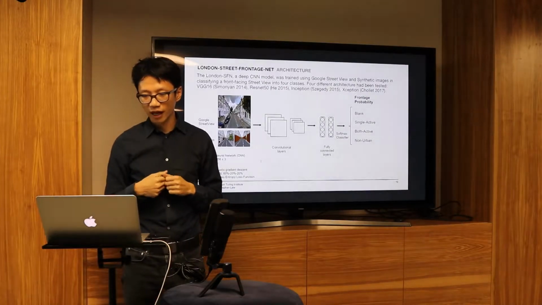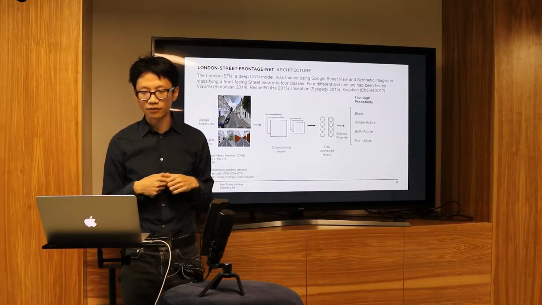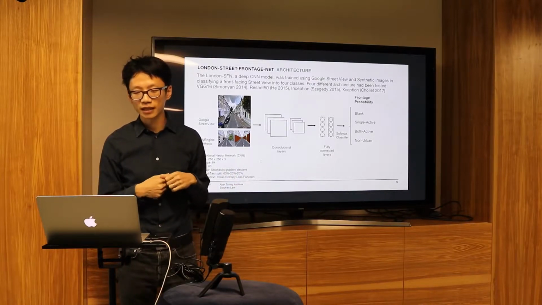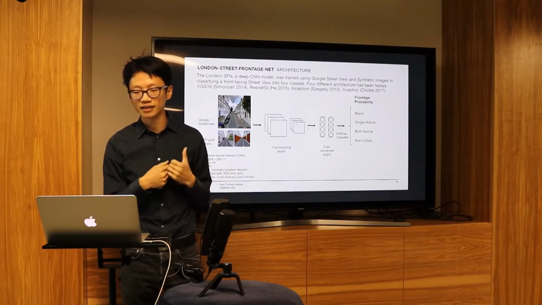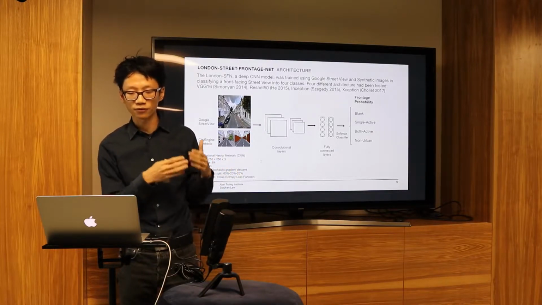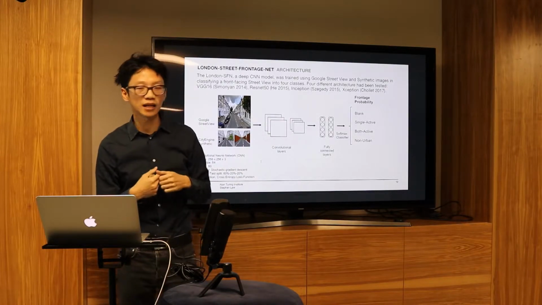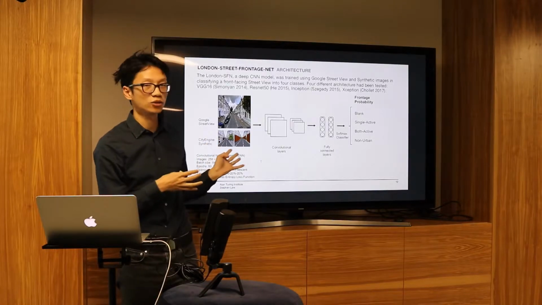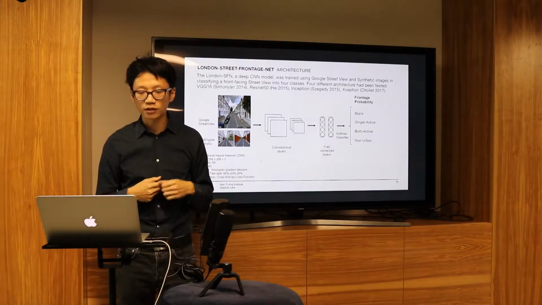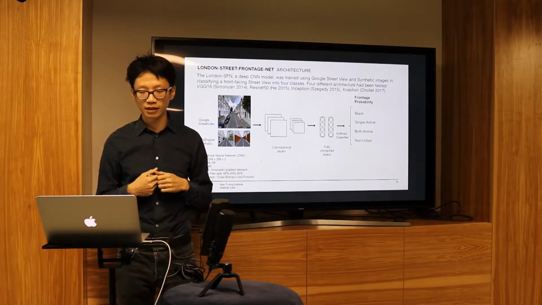So this is the architecture of the first model that I'm going to talk about. This London SFN model, as I called it here, is a deep CNN, which was trained using Google Street View images and synthetic images in classifying a front-facing street view into 4 classes. The 4 classes on the right: blank, single active, both active, and non-urban. And I've tested 4 different architectures of this setup, including VGG16, ResNet 50, Inception V3, and Xception.